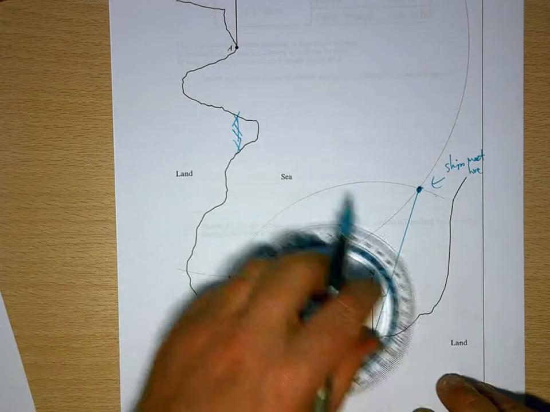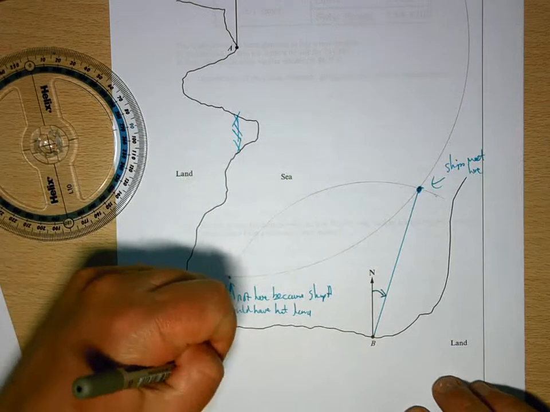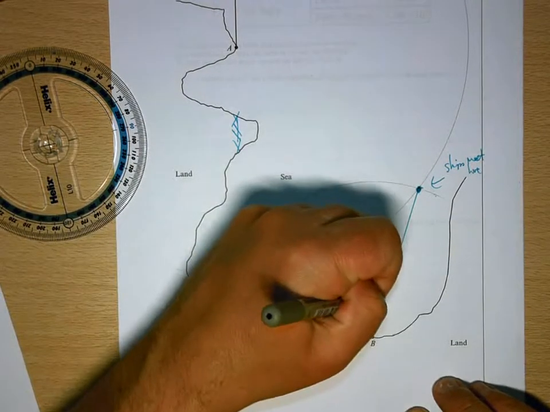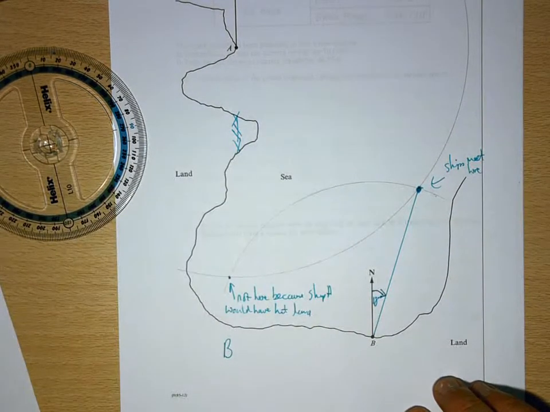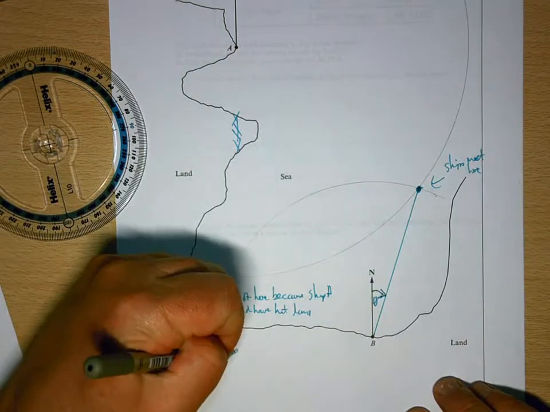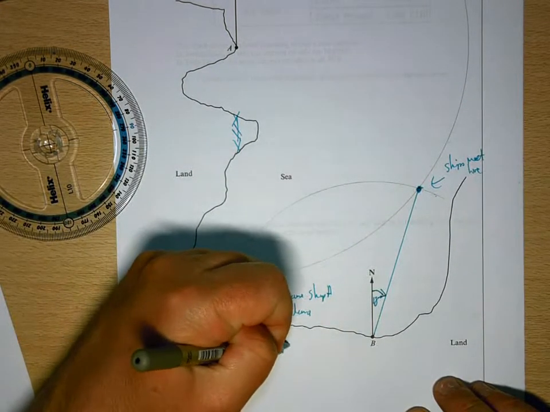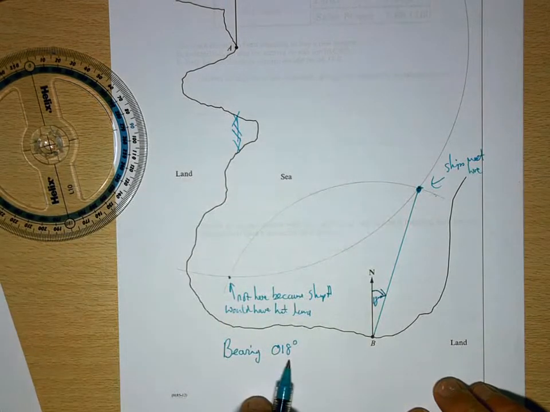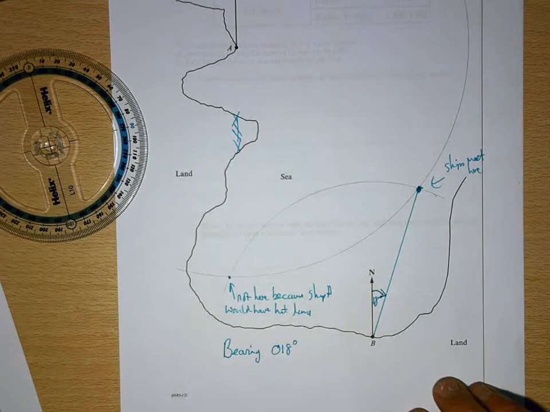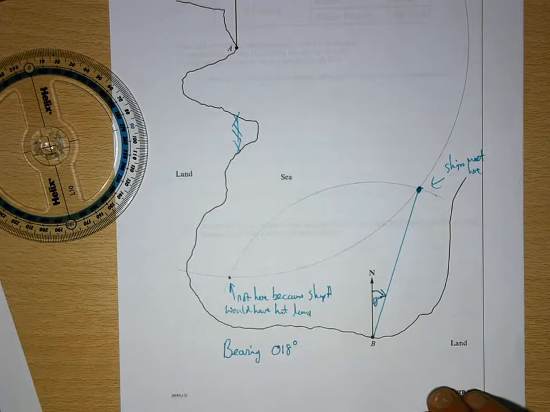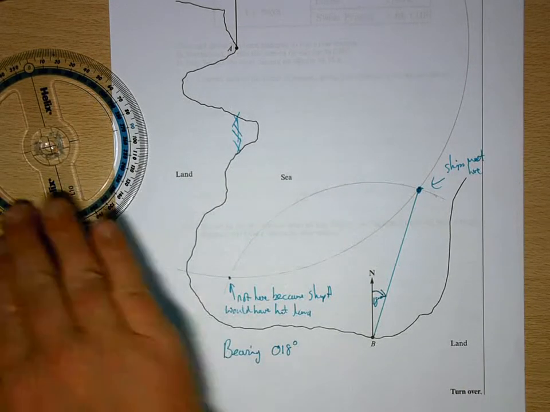So the bearing, that's 18 degrees. We write bearings as 3-figure bearings. So if there's only 2 digits in the angle, you put a 0 in front of it. So the bearing is 018 degrees. Let me talk you through that again.